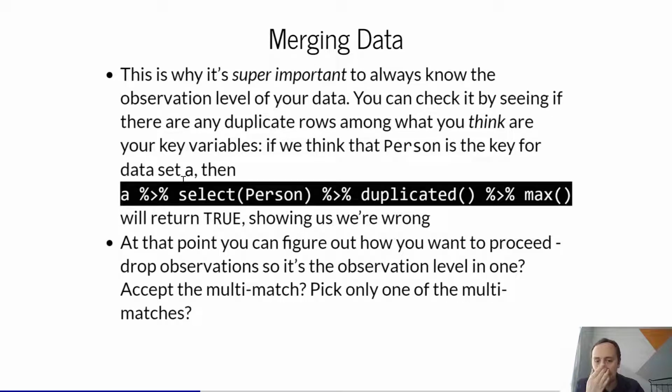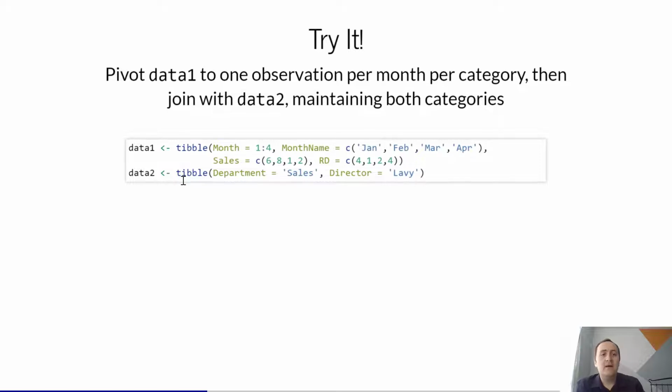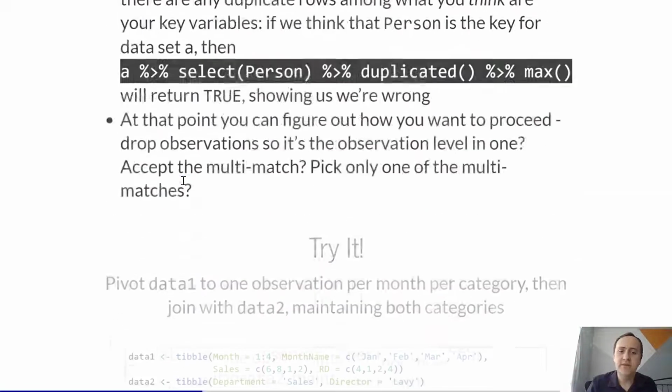That's what we want. So if we do have duplicates, we can think about what we're going to do at that point. Do we drop observations so there's only 1 left? Do we accept the multi-match? Hopefully not. Maybe pick only one of the multi-matches. There are some choices to make if you do find duplicates on both sides. All right, so actually, maybe I'll do that in another video.